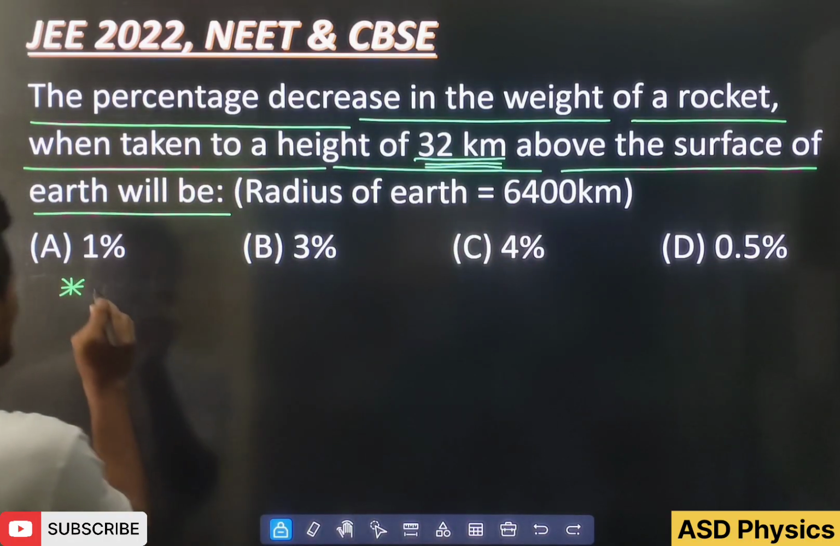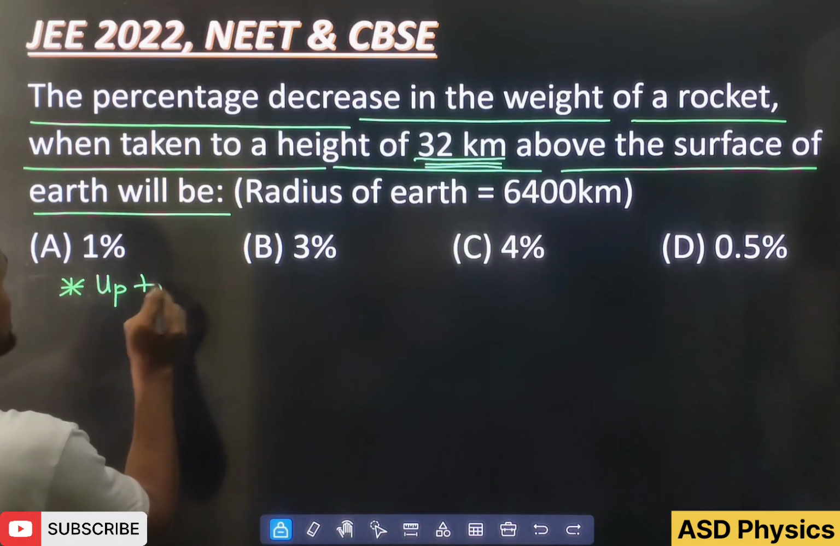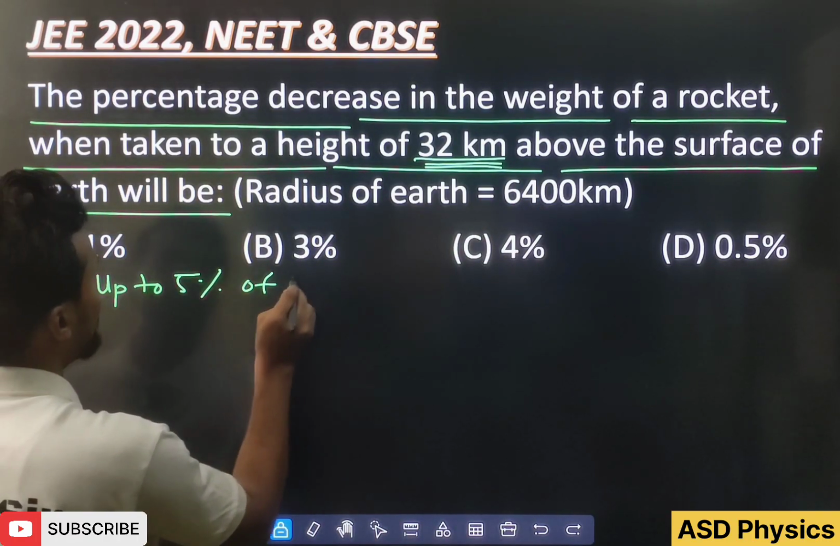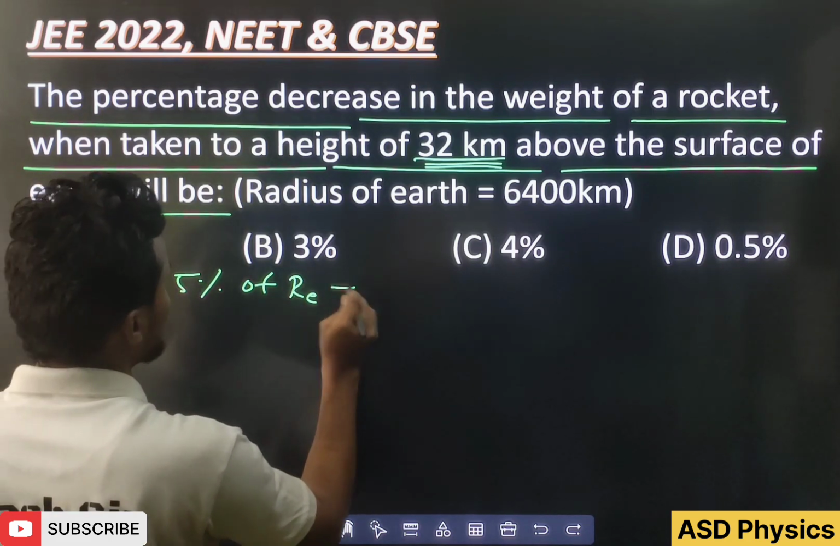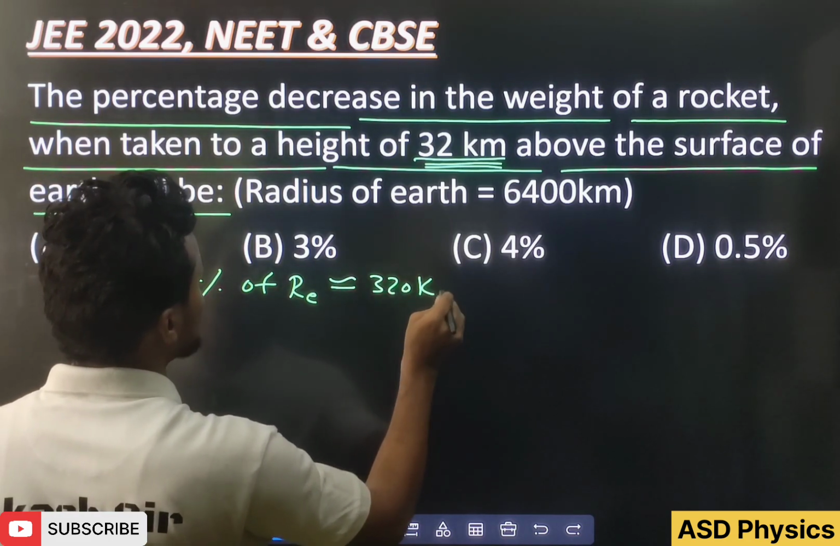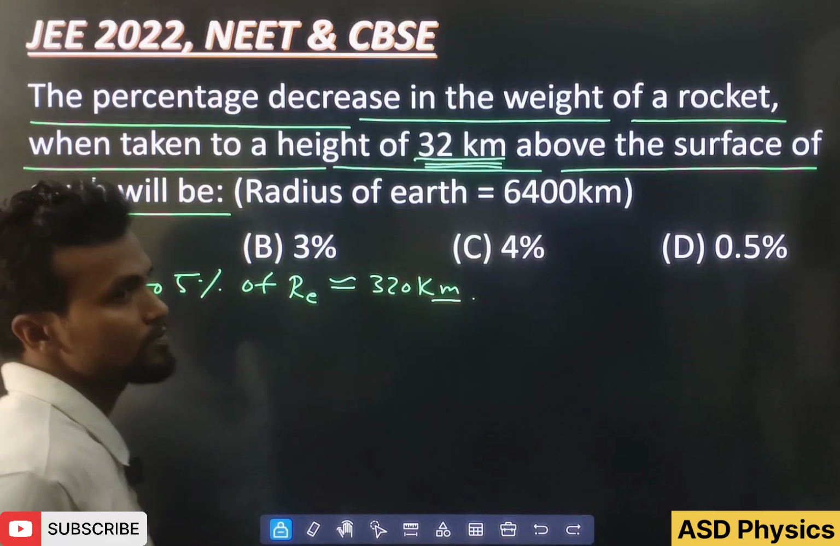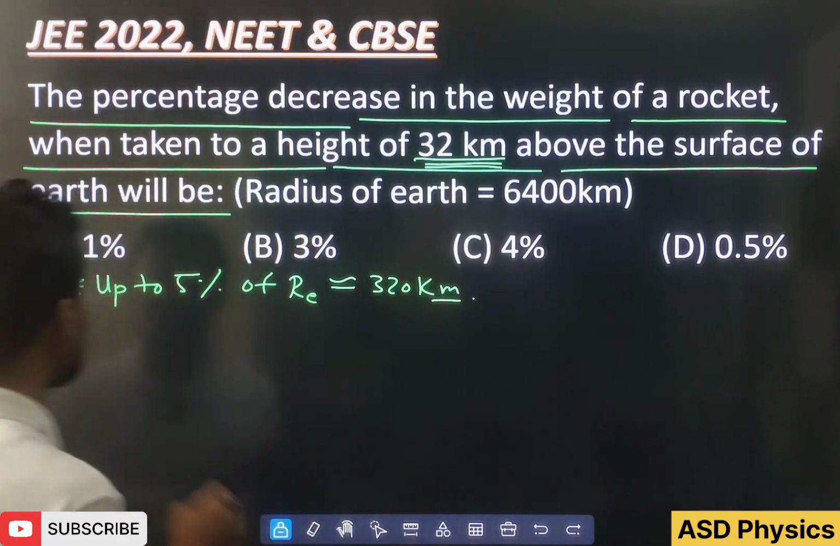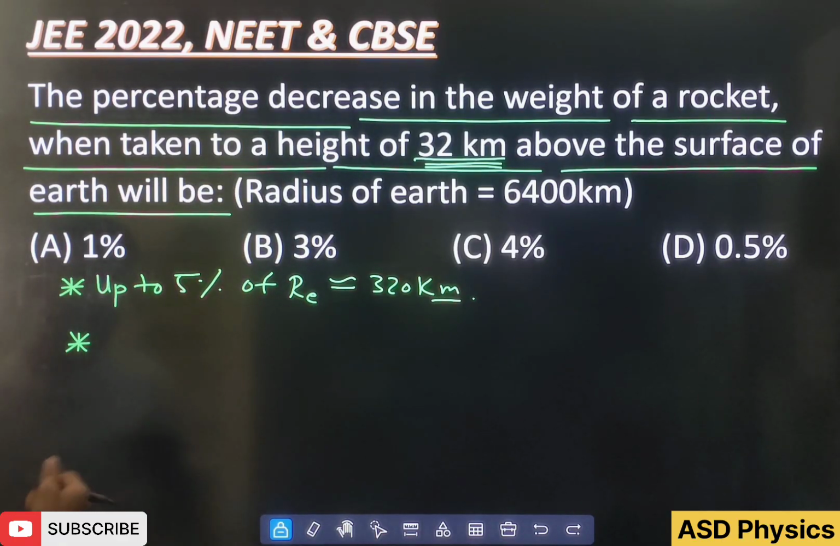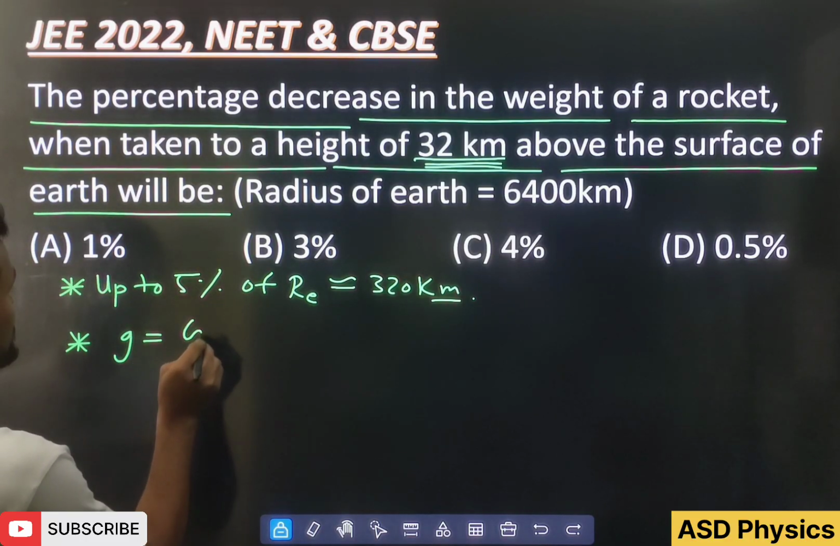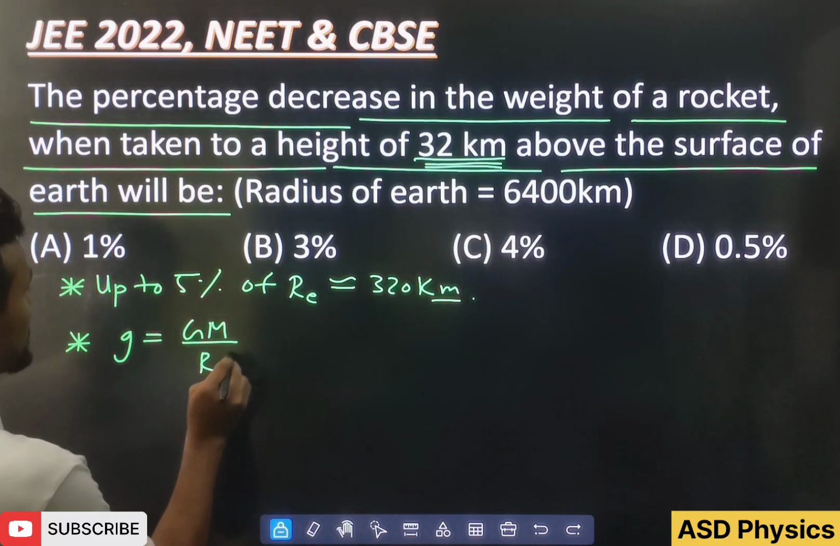So remember, up to 5% of the radius of the earth, or we can say up to 320 km, because the radius of the earth is 6400 km. So in this situation we can take that the rocket is very near to the surface of the earth, and I can use the formula g equal to GM by R square.